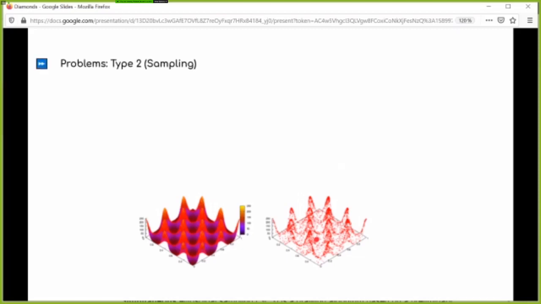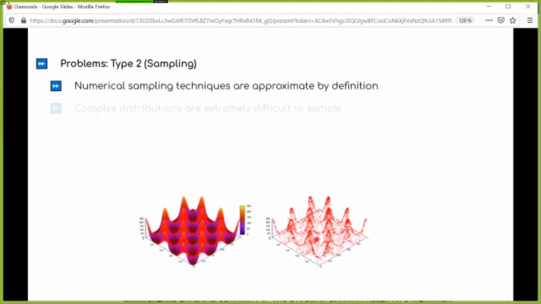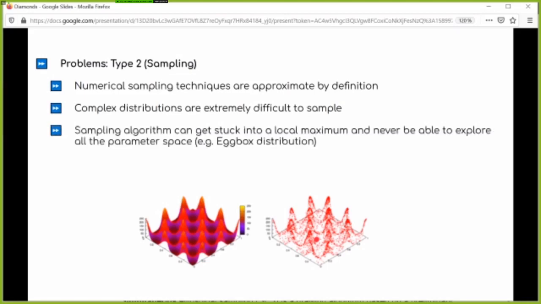Numerical sampling techniques are approximate by definition, and complex distributions are extremely difficult to sample. A sampling algorithm can get stuck in a local maximum and never be able to explore all the parameter space, as would be the case for the bottom panel, which is an egg box distribution. And computational time and the number of samples required can become a big problem.